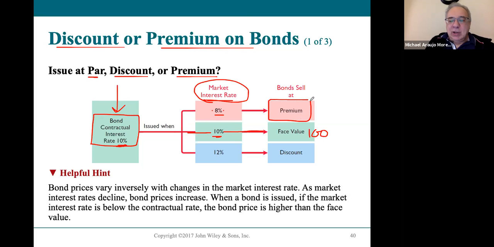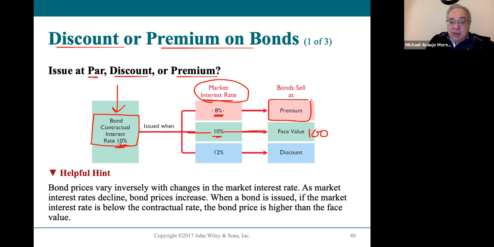Okay. So investors are willing to pay $1,100 for a $1,000 bond. Why? Because it pays 10% in a market that has 8% interest. So they are willing to pay more than the face value to get that high interest rate. Okay. That's a premium.